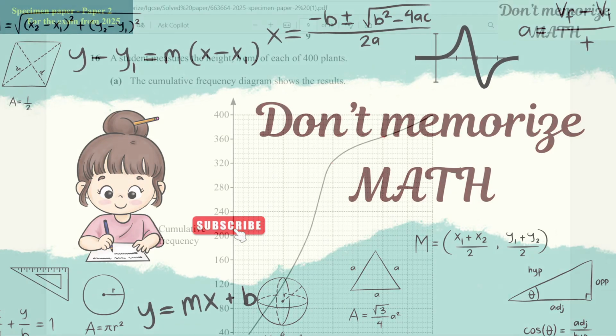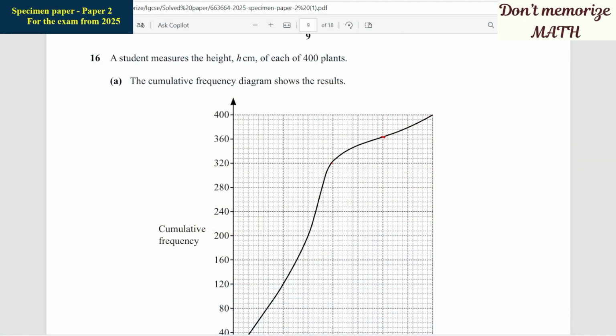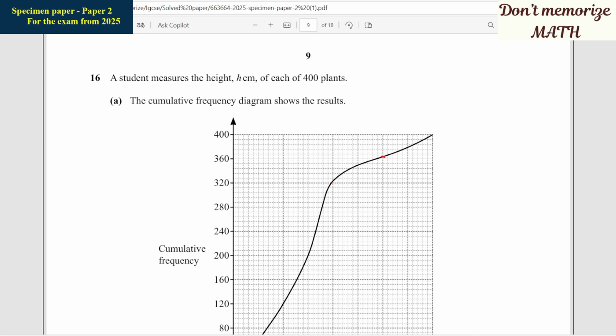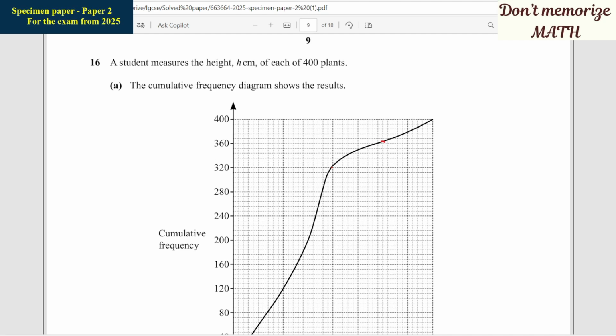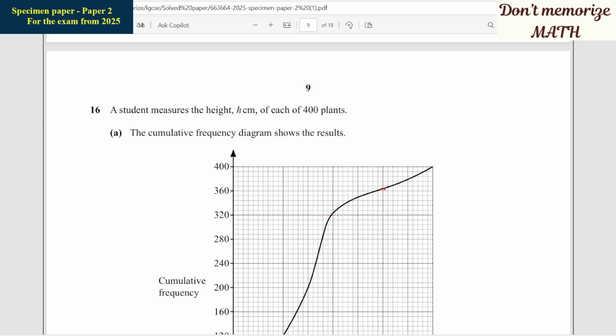So we were discussing a specimen paper for the exam from 2025. The exam code is 0580 and we were discussing question number 15. We discussed up to question number 15 in the first part, so we are starting with question number 16 in part 2.